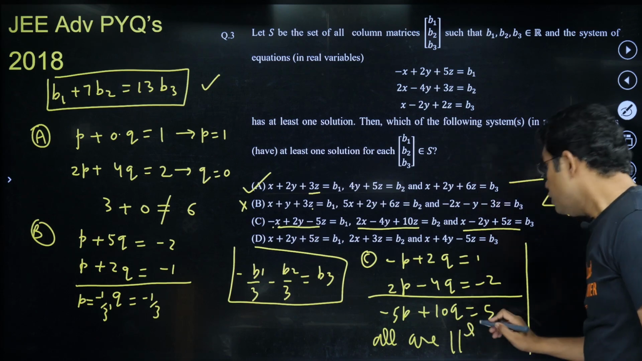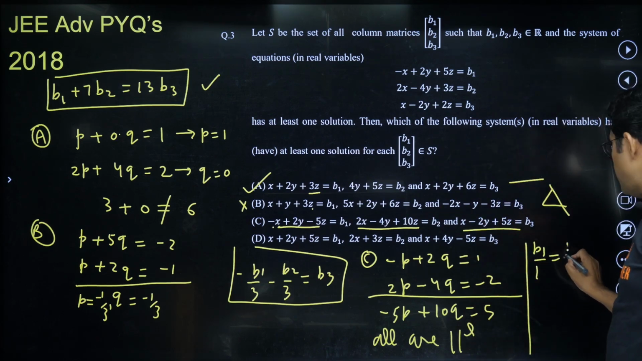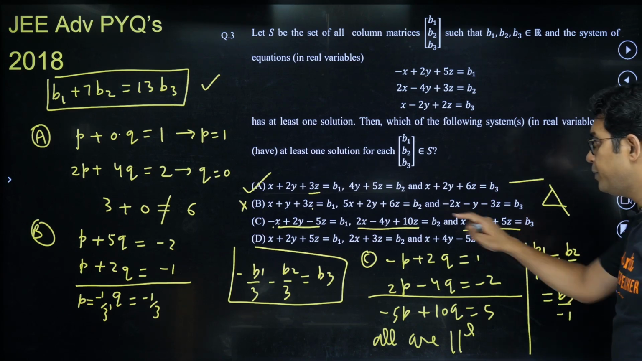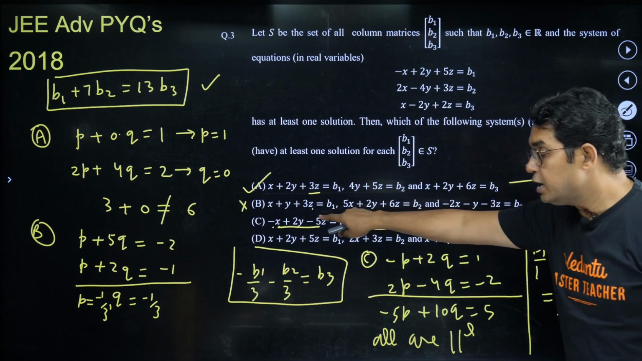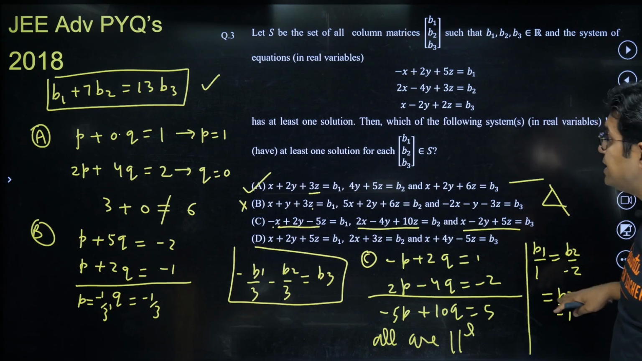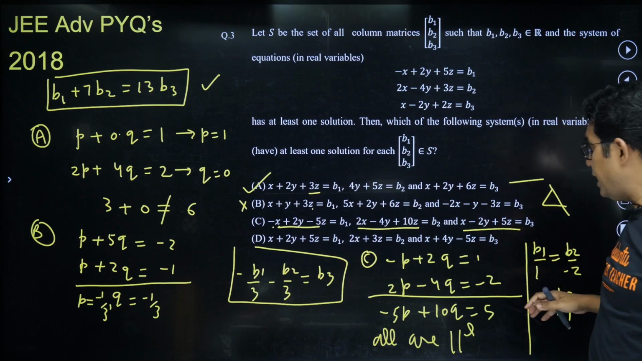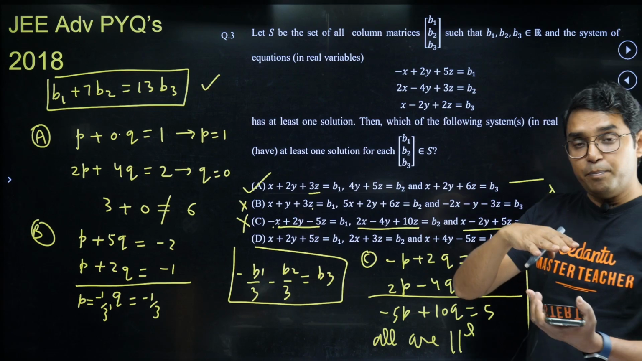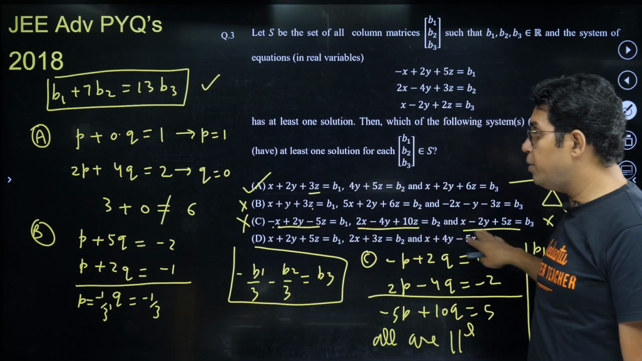Actually, all are parallel planes. So a solution can be there only if B1 divided by 1 is equal to B2 divided by minus 2 is equal to B3 divided by minus 1. So that should be the relation between B1, B2, B3 if you want a solution from here. But once again, this kind of relation may not be necessary for this relation to be true. Hence, once again, this will not give you a solution. They will be parallel planes at different distances, different heights, you can say. So there will be no solution.